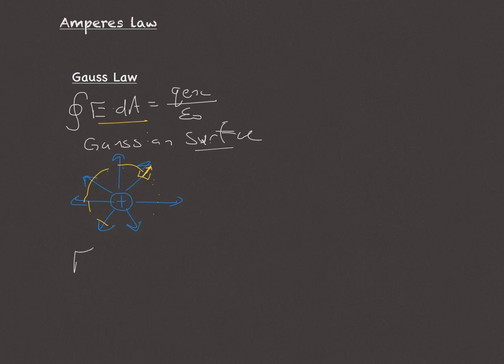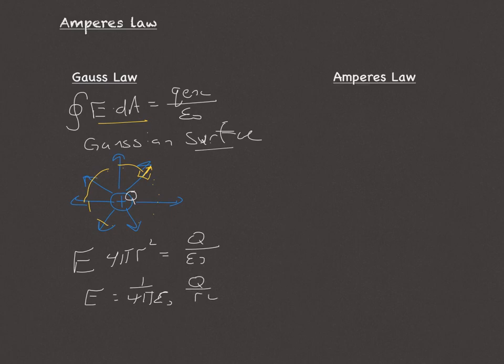So if we're looking for the electric field, the area of our Gaussian surface, since that's a sphere, is 4 pi r squared. Here we're enclosing the total charge, we'll call it capital Q, and that would be over epsilon naught. And we've done this how many times, right? Alright, so Ampere's law is very similar.